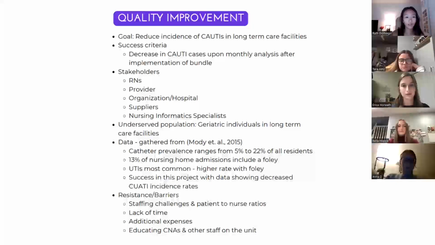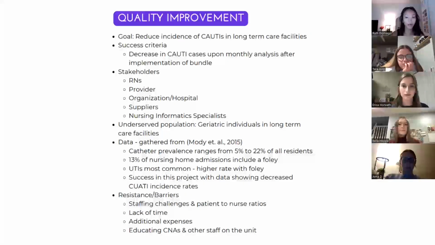And then some stakeholders that would be involved include RNs, since they are the individuals that are directly implementing changes and providing direct care to patients. They are also the ones that are inserting the Foleys and keeping up with the maintenance of them. And then next, providers, they are the individuals that are responsible for implementing and changing orders for CAUTI prevention in patients with Foleys. So they ultimately make the decision to remove or insert a Foley. And then there's the organization and the hospital, since they are the ones that need to ensure supplies are provided for the units, and they budget the costs and finances in order to accommodate for changes.